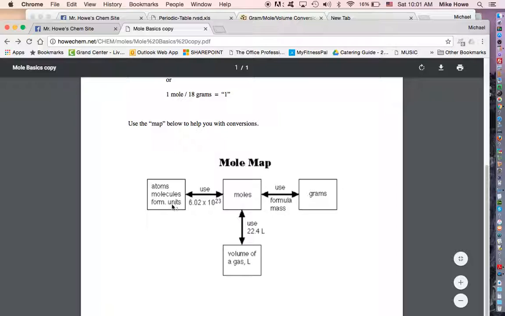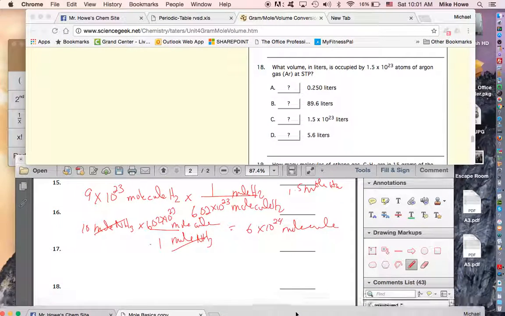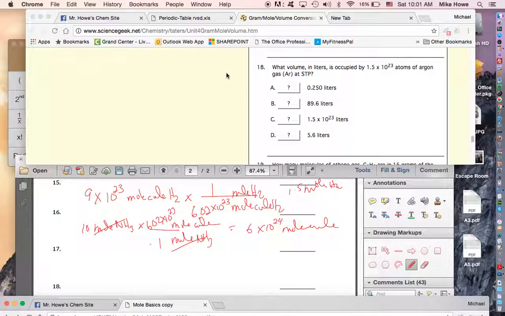So we have molecules, or in this case atoms, and we want to go to liters. So to do that, we're going to go to moles first, and then go to liters. So how many steps would that be? From here to here is 1. From there to there is 2. All right, so let's go ahead and do that. That's number 18.